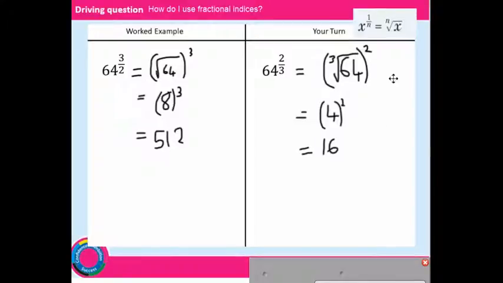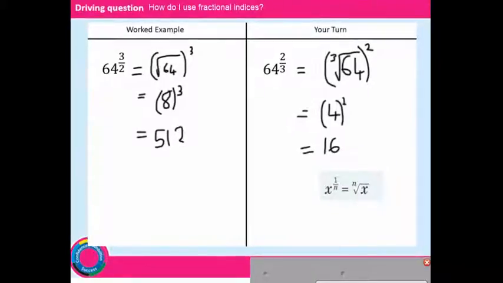So we can come up with a general rule here. Actually, I don't like this one because this won't work for all of our questions here. I'm going to put M here. That's a bit more useful for us for today's lesson. So I've got x to the power of m over n equals the nth root of x to the power of m. Copy that down if you want to. And then we're going to try some quick fire questions.